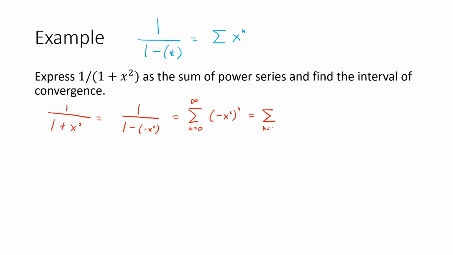And then I can manipulate this a little bit. Negative 1 to the n times x squared to the n, which is x to the 2n. So really we can see that this is just taking the series 1 plus x plus x squared, and so on, and replacing x with negative x squared. And in this case we get the alternating series, 1 minus x squared plus x to the 4th minus x to the 6th plus x to the 8th, and so on.